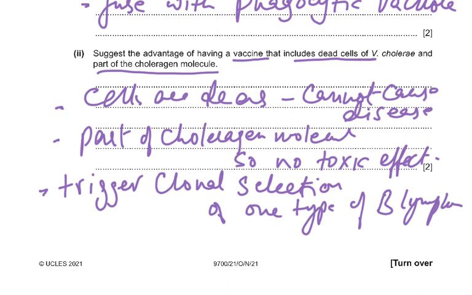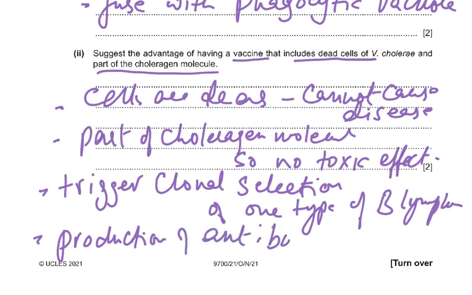Then this will stimulate the production of antibodies, because when the B lymphocytes are triggered, they are going to produce the plasma cells and the memory B cells. And the plasma cells, P for plasma, P for produce antibodies.